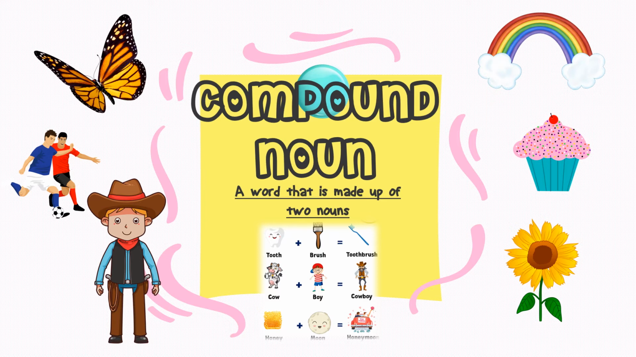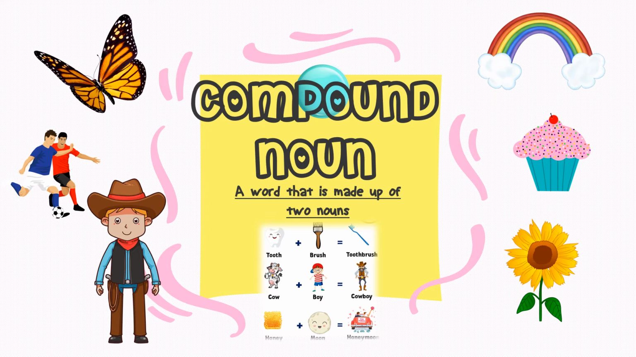Look at the picture here. Tooth plus brush. So it becomes toothbrush. Cow and boy. So it becomes cowboy. Honey plus moon. So it becomes honeymoon. Now you got it, right?